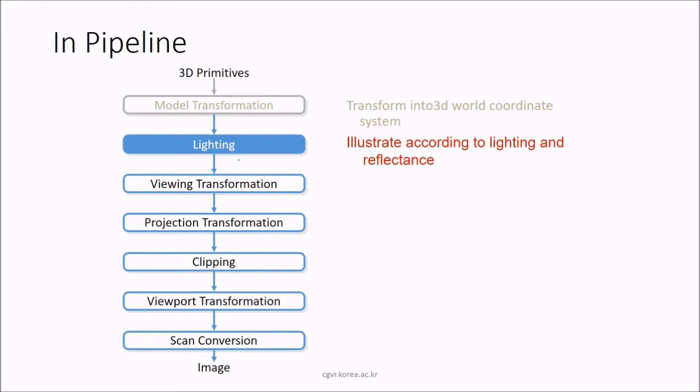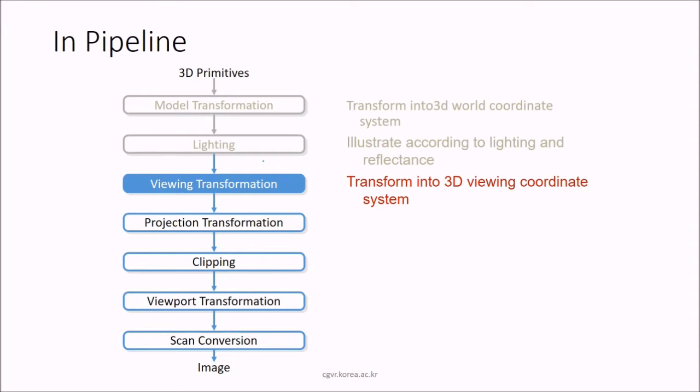Then in lighting, we illuminate according to the lighting and the reflectance, because a light source is placed, and with respect to the lighting the shadows are also shown. Now the viewing transformation is done, that means we transform the 3D world coordinate system that we got in model transformation to the 3D viewing coordinate system.